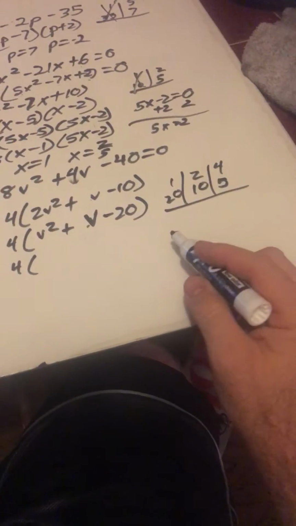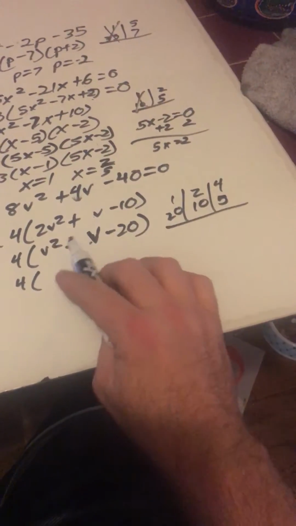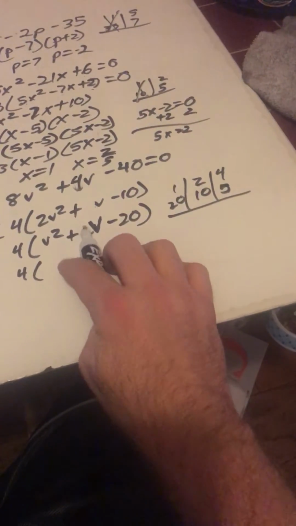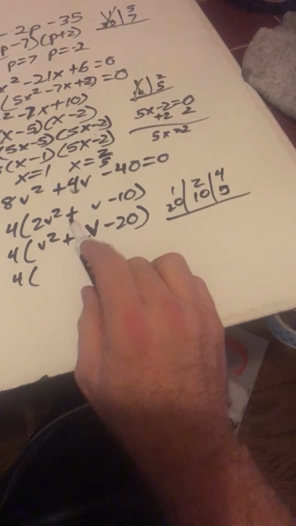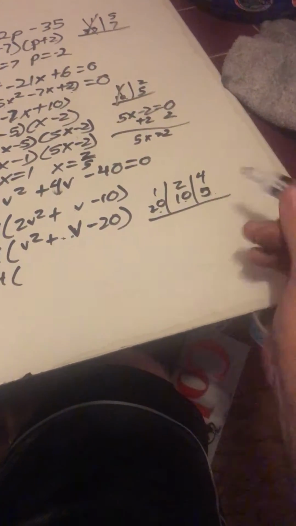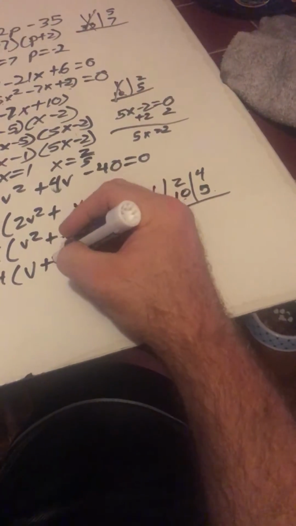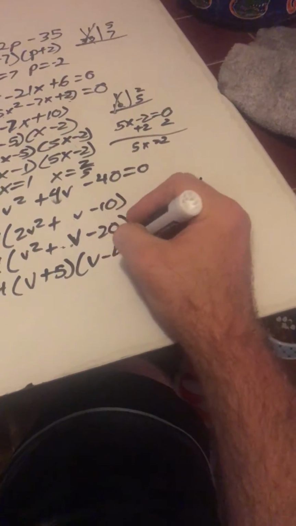All right, so now I can ask myself, what are my factors? If I multiply, I get a negative 20. If I combine, I get a 4. Or I get a 1. Boy, I still got it on the brain. It's getting late. All right, a 1. Well, 1 and 20 don't do it. 2 and 10 don't, but 4 and 5 do. So v plus 5, v minus 4.